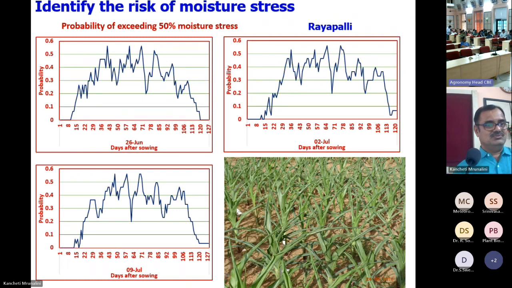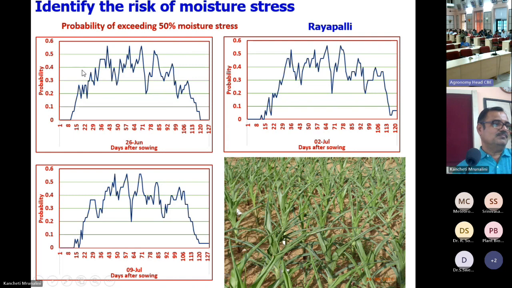And for that, now we have identified for different villages. So what is the probability of exceeding 50% moisture stress? Normally for rainfed crop or irrigated crop, we are scheduling the irrigation around 50 to 60% depletion of moisture. That is the scheduling of irrigation. So if you see depletion of soil moisture below 50%, what is the probability in different years? This is based on 30 years rainfall.